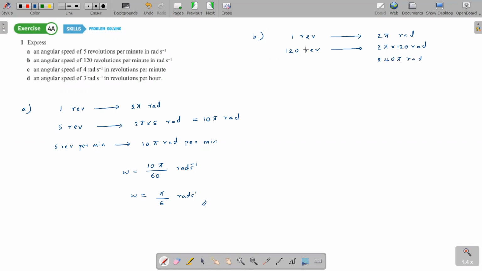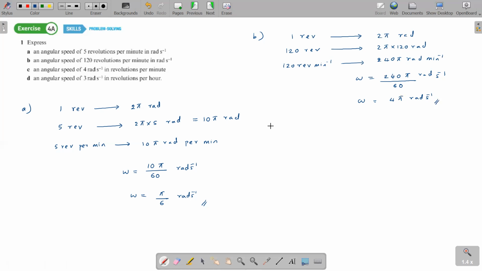So this is 120 revolutions per minute, which means 240 pi radians per minute. If I want to make it per second, I'll have to divide it by 60, since 1 minute is 60 seconds. Then it becomes per second. So what is the answer? 240 pi divided by 60, yeah, it's 4 pi radians per second.